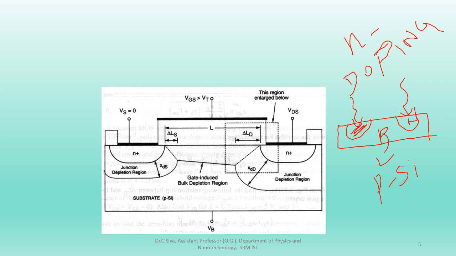Once we heat treat, the surface becomes an oxide layer, which we call silicon dioxide. Because of this silicon dioxide formation, which is a dielectric layer, we call this device an insulated gate FET. So the gate is insulated.